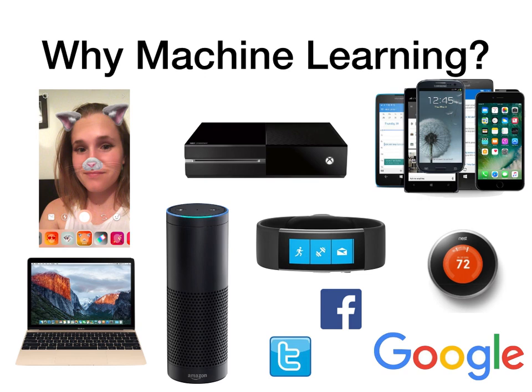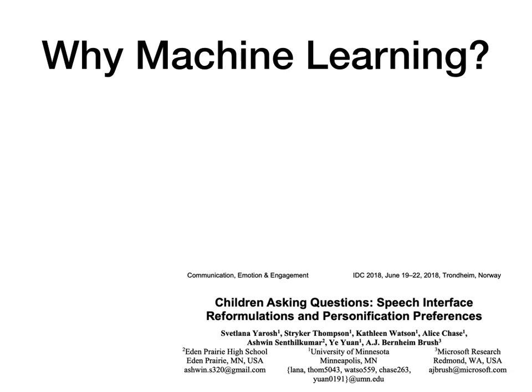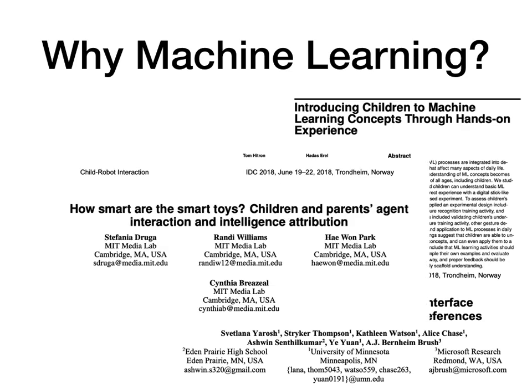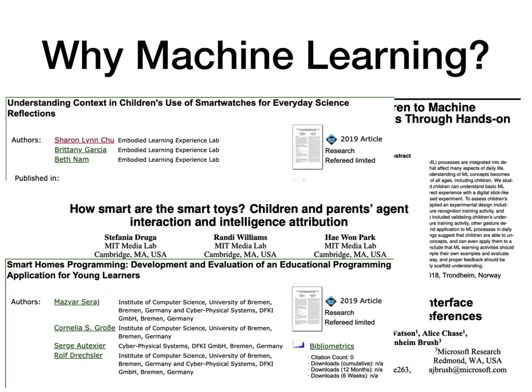So, why are we talking about machine learning today? Technology that uses machine learning is pretty common, from conversation agents to smartphones, smart watches, smart homes. In fact, there have been a number of contributions to recent IDC conferences, including this year, about children interacting with machine learning technologies. Here are two papers from IDC 2019 about children interacting with smart homes and smart watches.